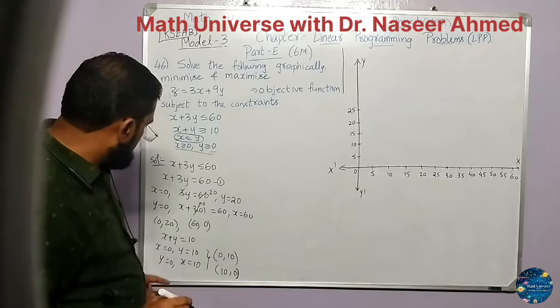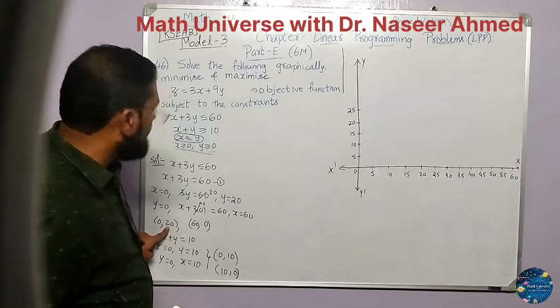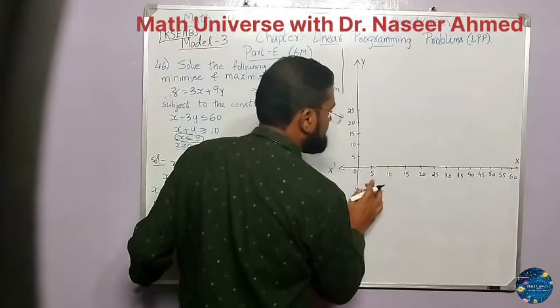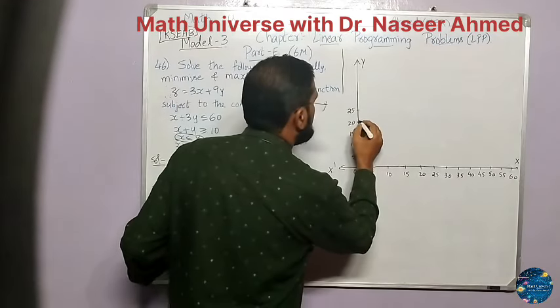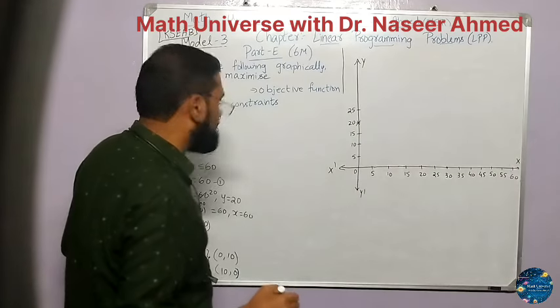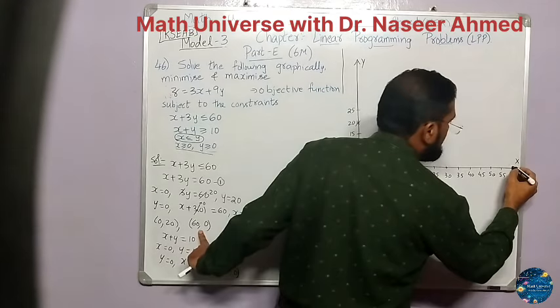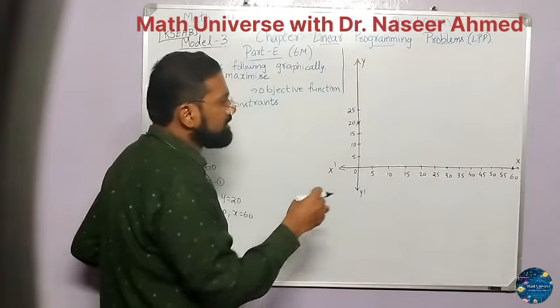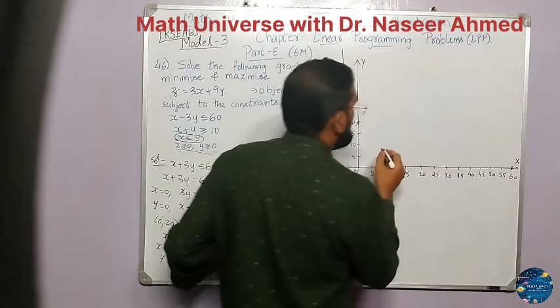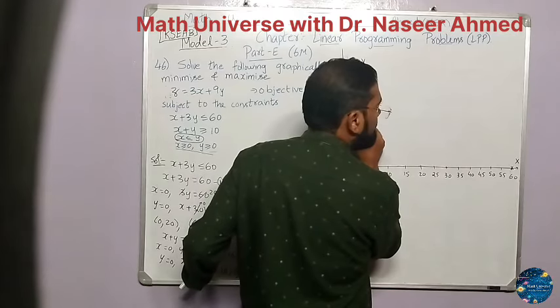Okay, let's plot. 0, 20 lies on the y-axis. So just see 5, 10, 15. Yeah, nothing is missing between. So 0, 20 here. And 60, 0. Surely you have to use a scale and pencil in the examination. Only then you are going to have an accurate graph. It should not be like this, without using a scale. So now I'm going to join this.